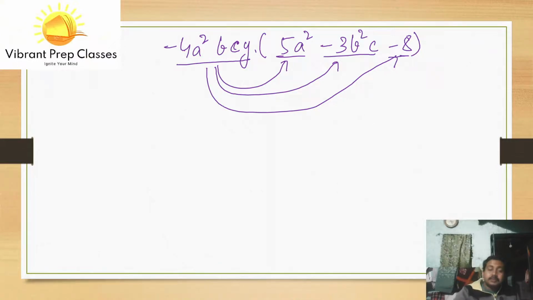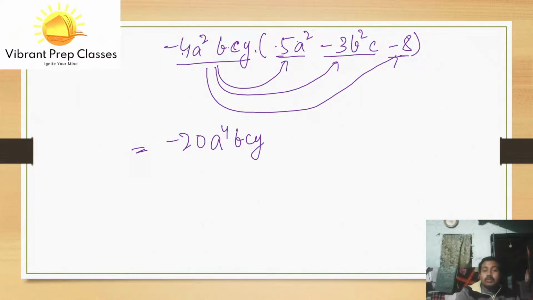So we try this. So that is minus 4a²bc, y with 5. Minus 4 and 5 will be minus 20. a² and a² will be a⁴bcy. Similarly, we multiply minus 4a²bc with minus 3b²c.